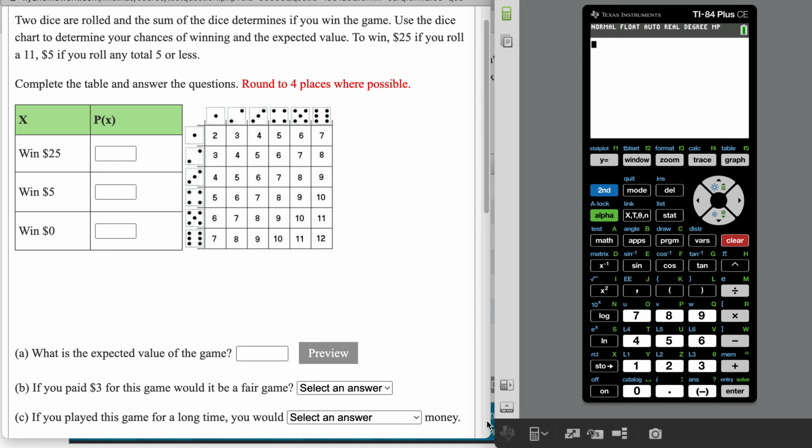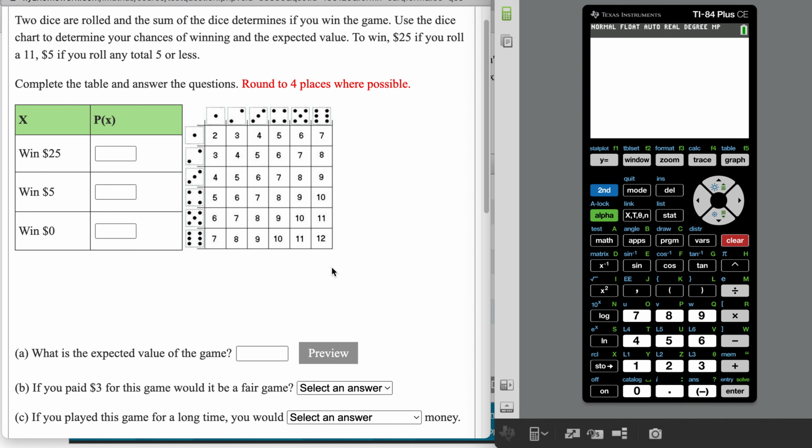Two dice are rolled and the sum of the dice determines if you win the game. Use the dice chart to determine your chances of winning and find the expected value. To win $25, that's if you roll an 11. You win $5 if you roll any total of 5 or less.